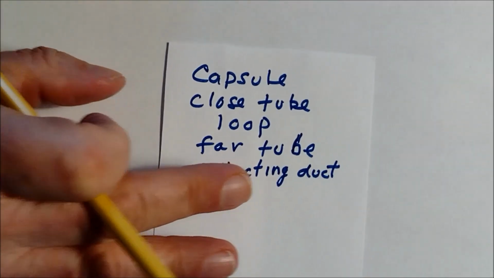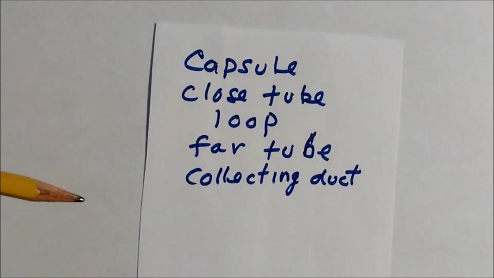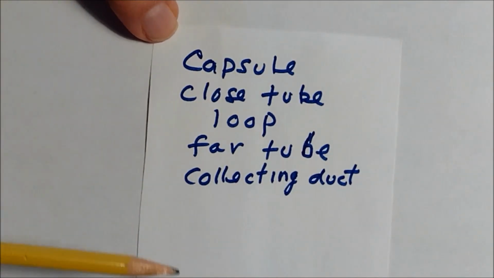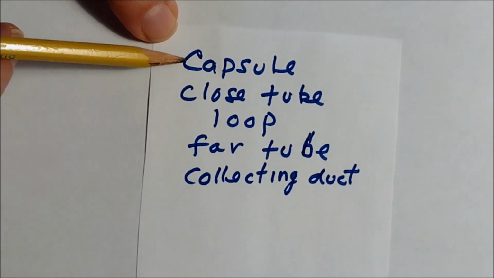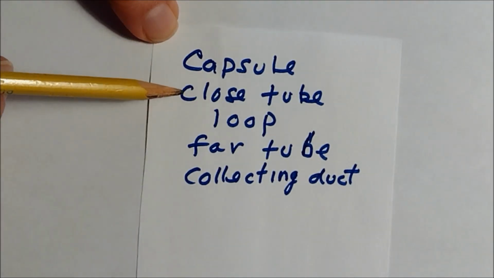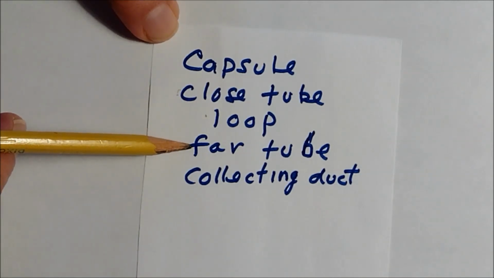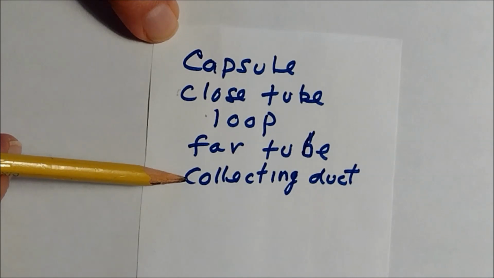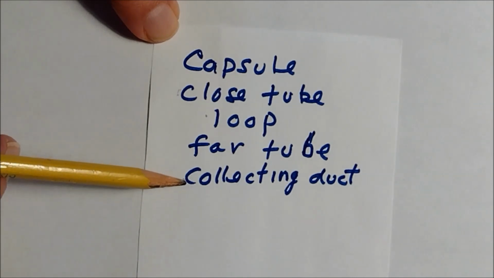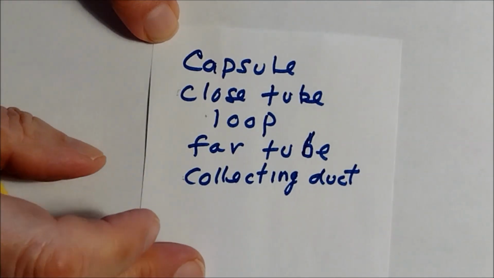These are the parts of the nephron. They have fancier names, and I'm kind of reluctant to bring those up at this time, but try to think of these as starting in the capsule, going through the close tube or the near tube, going down the loop, going into the far tube, and then finally entering the collecting duct where the filtrate has now become urine and it will continue to go out of the body. Okay?